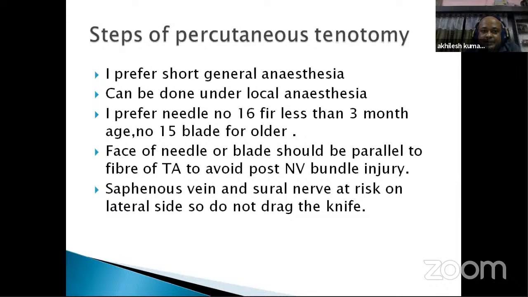For the steps of percutaneous tenotomy, what I prefer is a short general anesthesia, because I have a children's hospital and their anesthetist is accustomed to giving such anesthesia. So I do it under general anesthesia. It can be done under local anesthesia. I prefer a number 16 needle for less than 3 months of age and a number 15 blade for older ones. The face of the needle or blade should be parallel to the fibers of the tendo Achilles to avoid posterior neurovascular bundle injury. The saphenous vein and sural nerve are at risk on the lateral side, so do not drag the knife. I will come to that part.